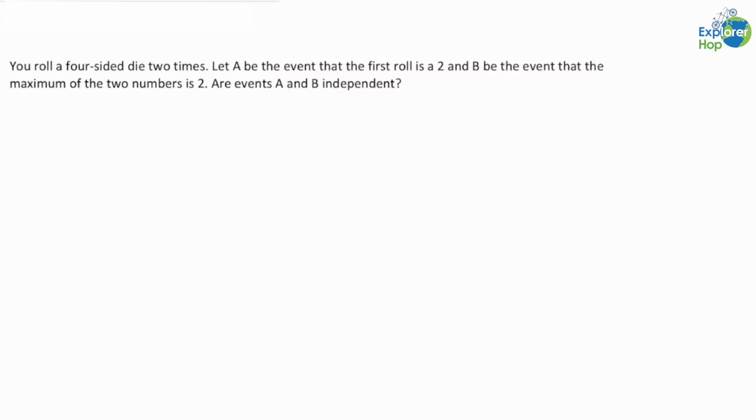So let's first determine the sample space of this experiment. We can first create a tree diagram to visualize all possible outcomes. So this is what the tree diagram looks like.